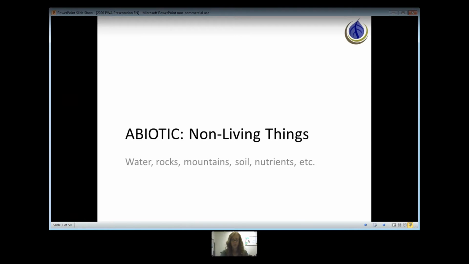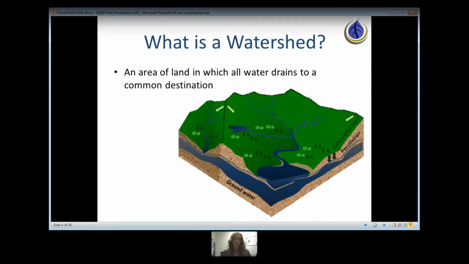So first of all, let's just have an overview of what is a watershed. A watershed is an area of land in which all water drains to a common destination. So it's an area that can actually retain or store water, which is described in its name, watershed. It includes all the highest peaks of the land surrounding it. It also includes all the highest saddles between these peaks.